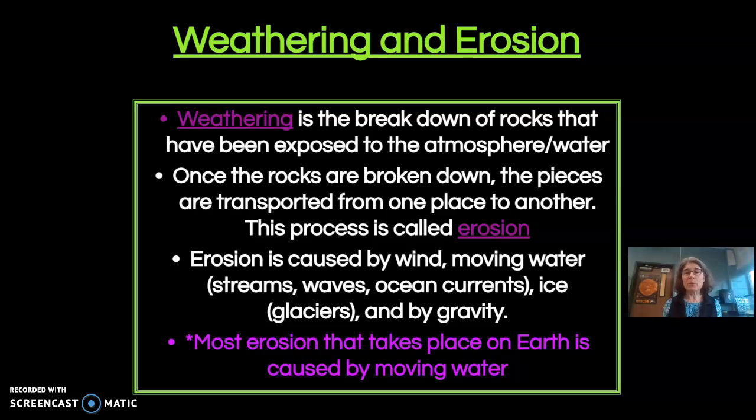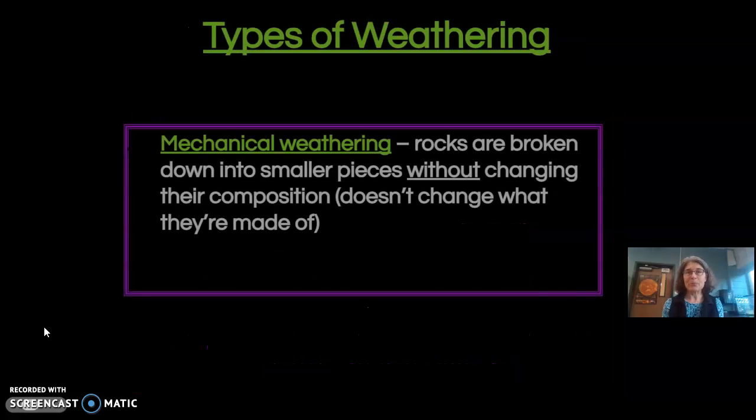When we think about erosion, it's usually caused by wind or by moving water. It can sometimes be caused by ice. So for example, glaciers or ice sheets will actually push and move lots of sediment from one place to another. And definitely gravity plays a role as well. So if you have materials that are up high on a cliff edge and they start to weather, they're going to get pulled down by gravity and thereby erode. So most erosion, when we think about it, that takes place on Earth happens because of water.